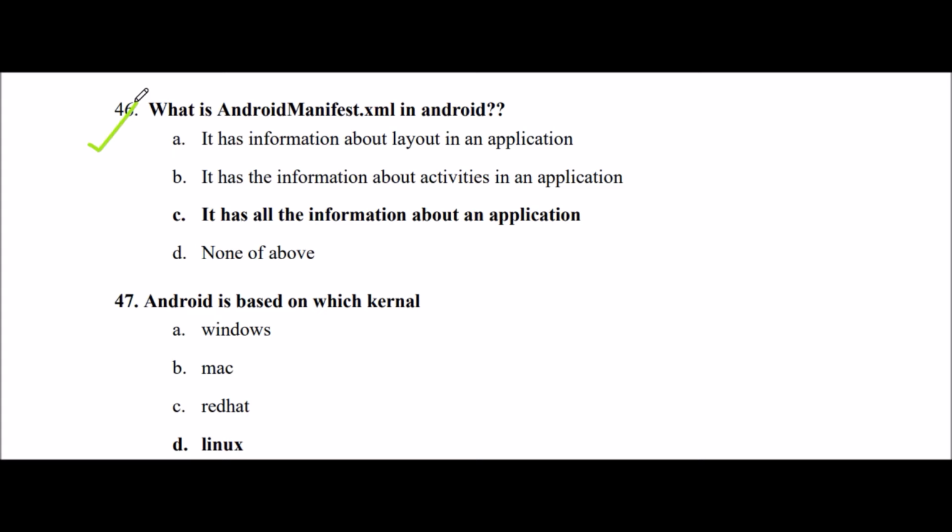It also declares the Android API that the application is going to use, and it lists the instrumentation classes of your Android project. Okay, that's why it's a very important file in your Android project. And here the correct answer is option C. It has all the information about an application in brief.